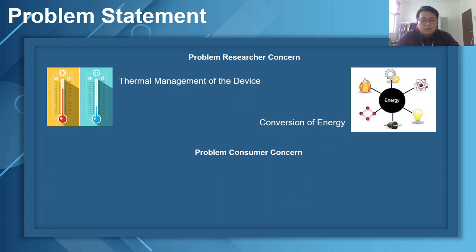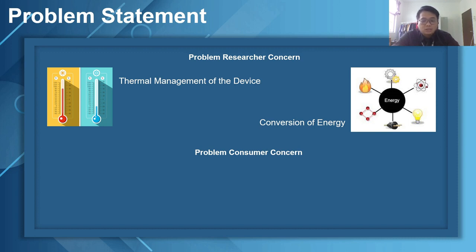Next is the problem statement of the project. Electrical vehicle requires a high-end technology, and the researcher and the consumer also have their own problems to be concerned about. The problem that the researcher is concerned about is the thermal management of the device. If the temperature of the device inside the electrical vehicle is too high, the performance of the electrical vehicle will be lower. And the next problem that the researcher is concerned about is the conversion of energy in the battery pack to drive the motor.